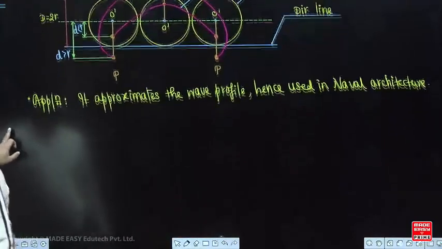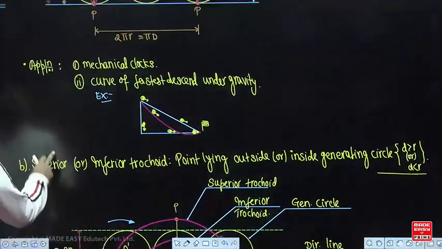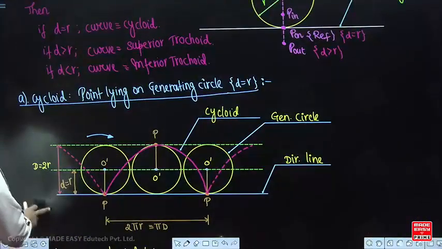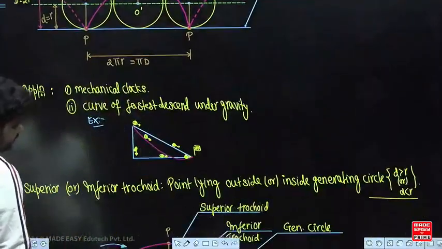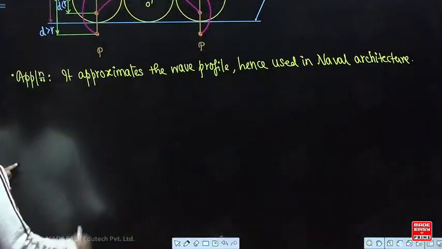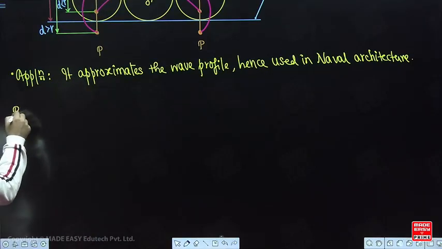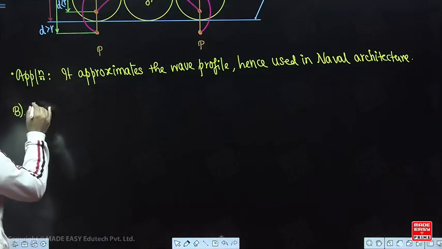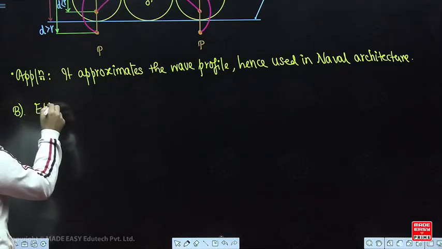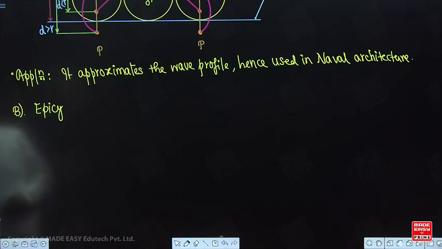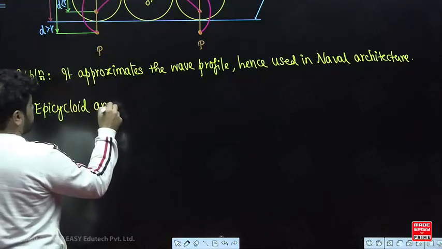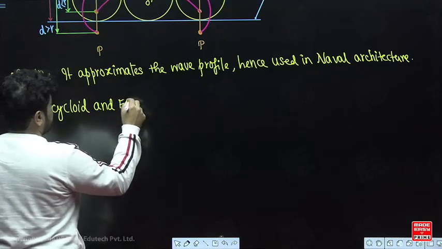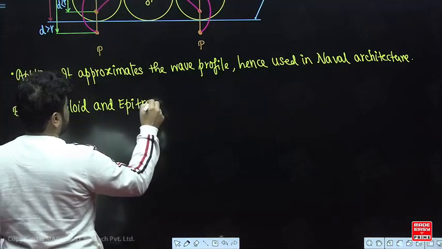Correct? Okay. Now, this was how I have written AB, and this is your cycloid. Next, coming to the next one, B. B is your epicycloid and epitrochoid. So what is epicycloid and epitrochoid?